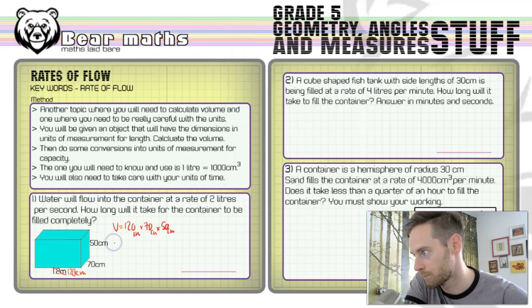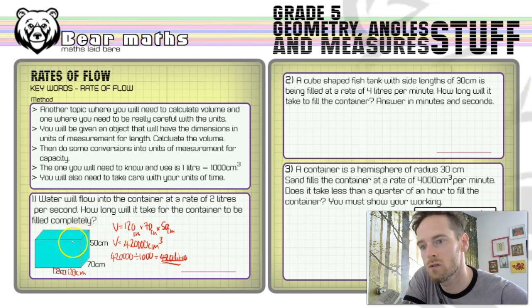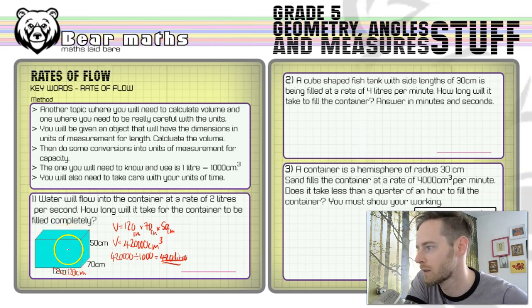of 420,000 centimeters cubed. Now, because that's in centimeters cubed, if we want to turn it into liters, we're just going to divide by 1,000. So 420,000 divided by 1,000, it's just knocking 3 zeros off, so it equals 420 liters. This container has the capacity for 420 litres worth of liquid, or liquid-like substance.